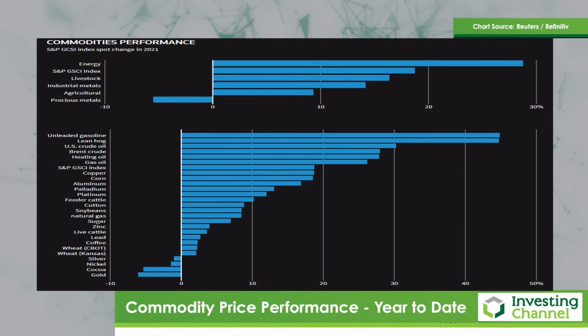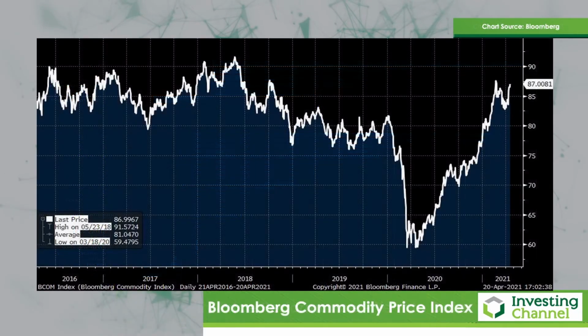But if one looks at my next chart, which is the Bloomberg Commodity Price Index, a 5-year chart, it emphasizes that we're really just back in the range that we were in for about 2 to 3 years. And therefore, it's not really quite as significant as people might actually think.